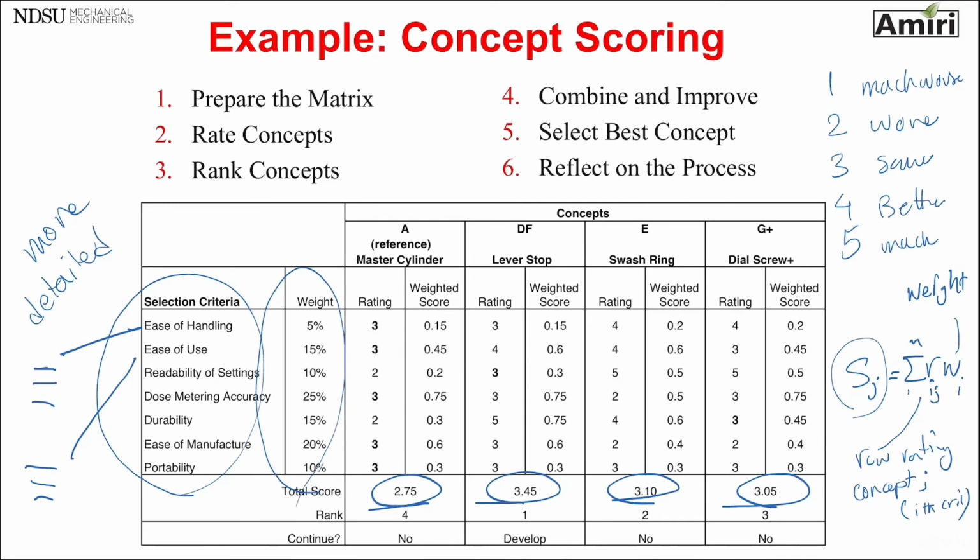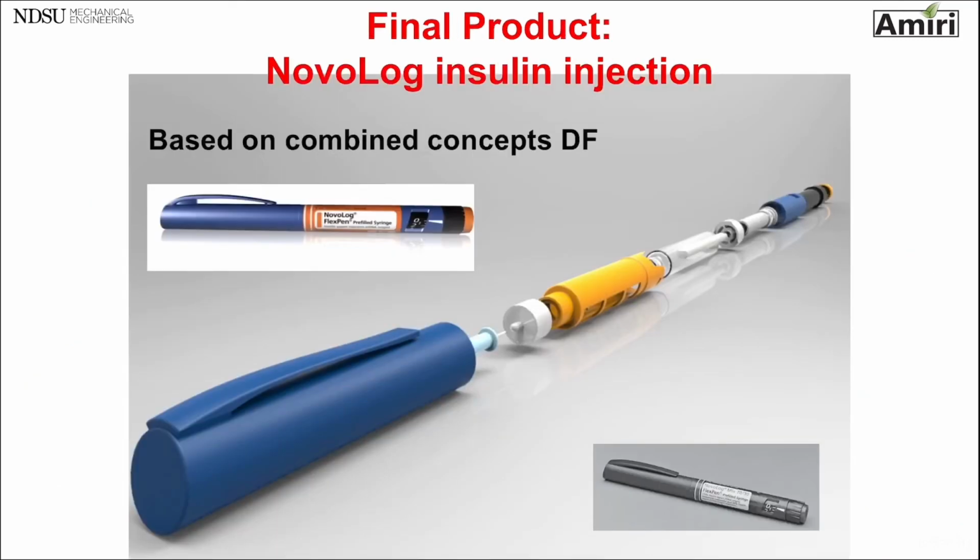You rank them. Again, remember, concept scoring, the result needs to be one concept to move on. If at this stage you do not get any definite answers, you need to go back or maybe revise some concepts and get back to this table. And here's a picture of the final product. And it turns out it was one of the combined concepts. So as you can see, none of the initial concepts was ideal for them.